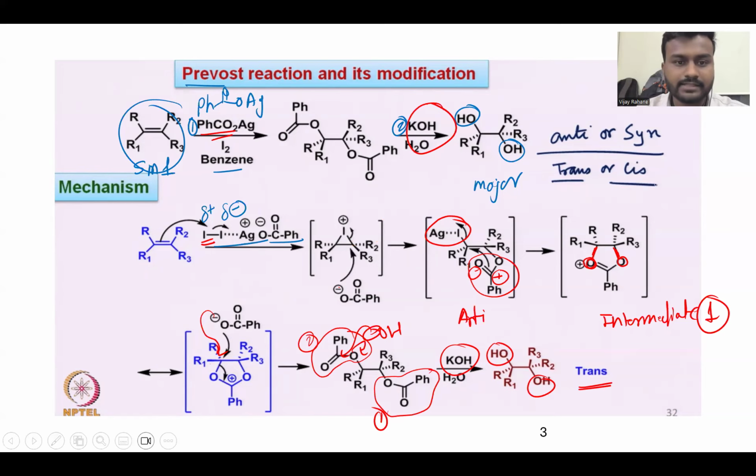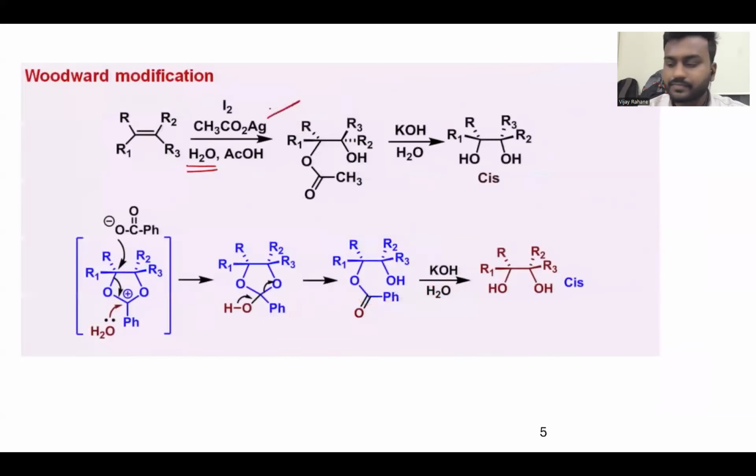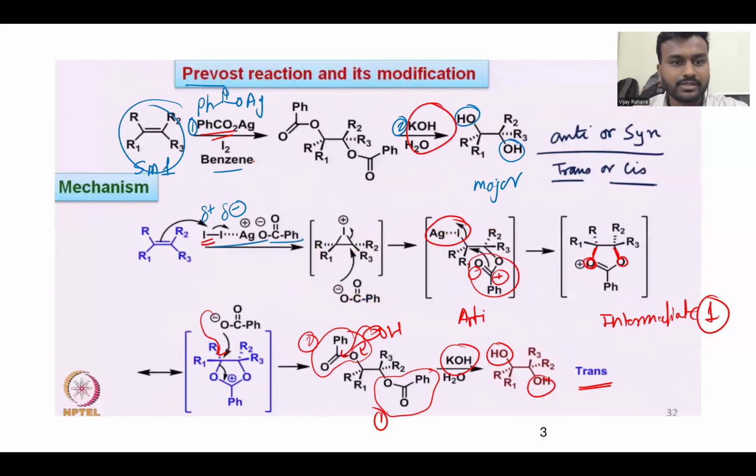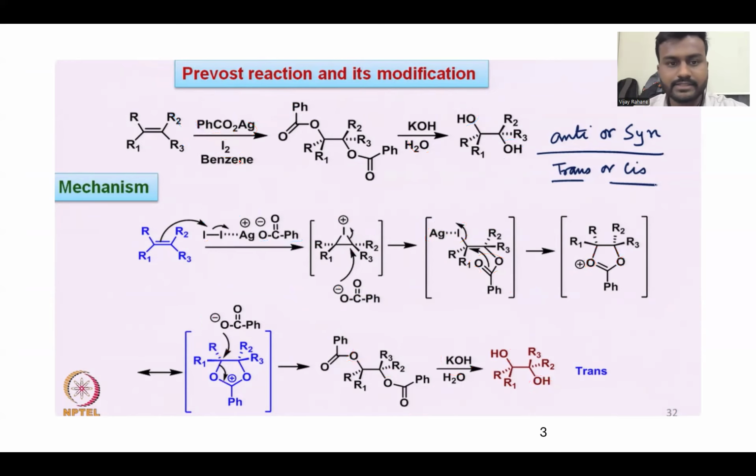And if you look at the other reaction, the Woodward reaction, it is also similar. Only in this case, we add water in the reaction. Initially, in the first reaction, there was no water. Here, water and acetic acid are the co-reagents. In the Prévost reaction, if you look at the reagent, there is silver salt of benzoate and catalytic iodine and the benzene. This was the reagent.